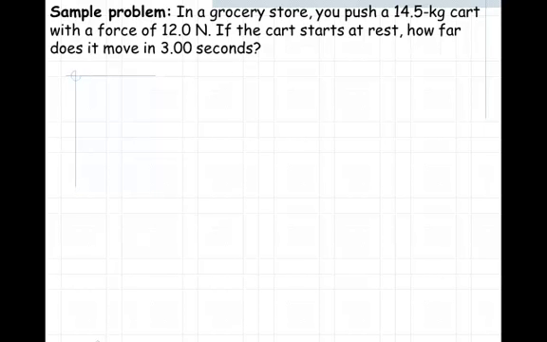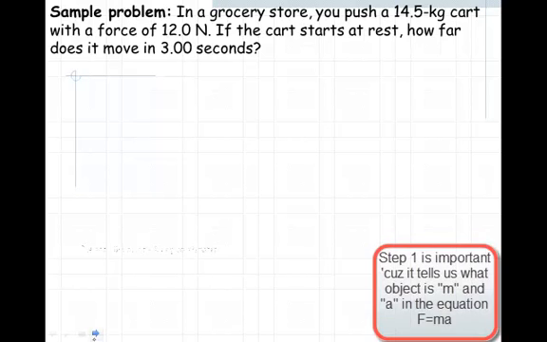So our first example is one in which you're in a grocery store and you push a 14.5 kilogram cart with a force of 12 newtons. If the cart starts from rest, how far does it move in 3 seconds? So the first thing we want to do is identify the system that's being accelerated. So the system that's being accelerated in this situation is the cart.